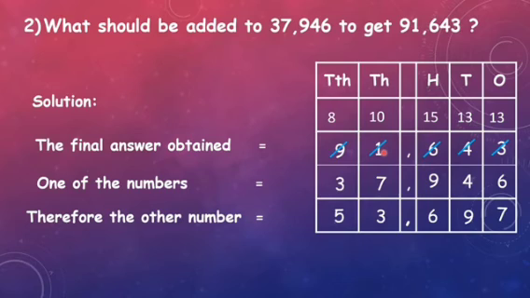See, if you want to verify whether the answer you have got is right or wrong, you can verify by adding 53,697 plus 37,946. So you need to get the answer as 91,643.